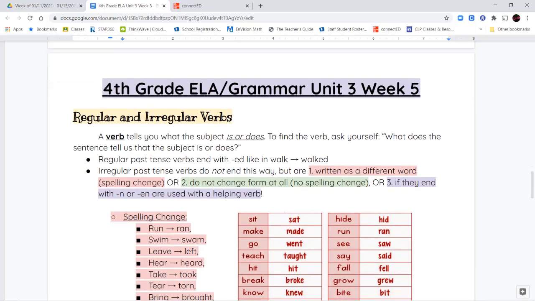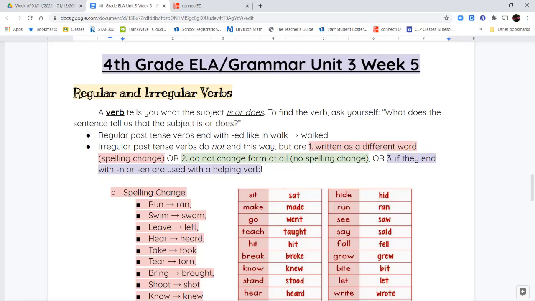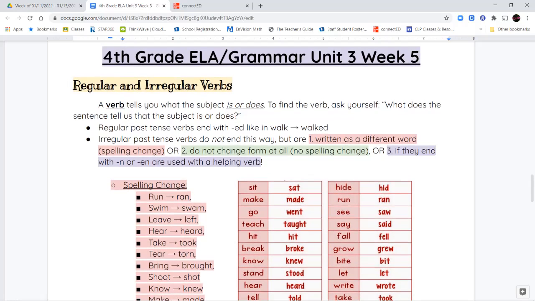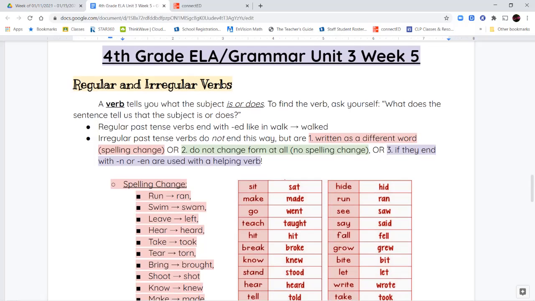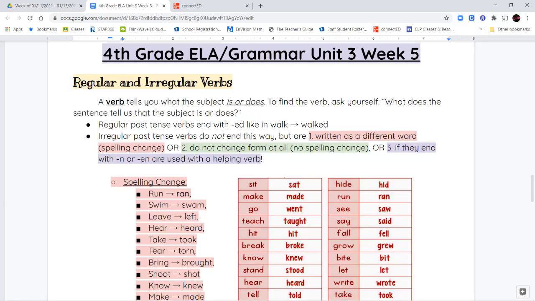Let's go on to our grammar and ELA notes. So this week, our grammar and ELA notes are pretty dense. We're talking about regular and irregular verbs. So there's a lot of content here. You guys are going to need to revisit this section, revisit the video, watch it carefully because there's a lot of material here. Now we know that a verb tells you what the subject is or does. So to find the verb, ask yourself, what is the sentence telling us that the subject is or that the subject is doing?